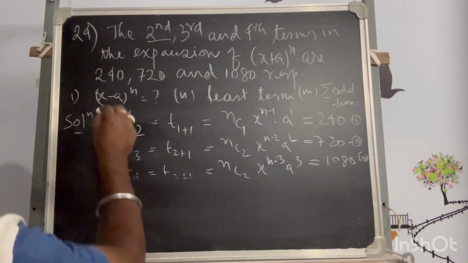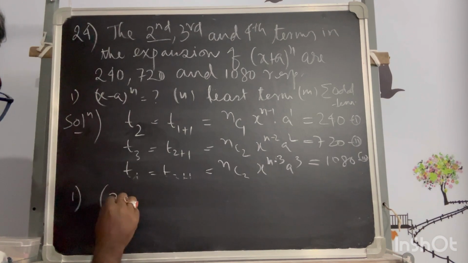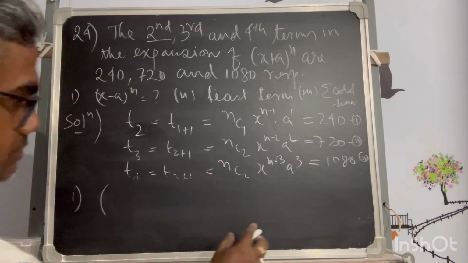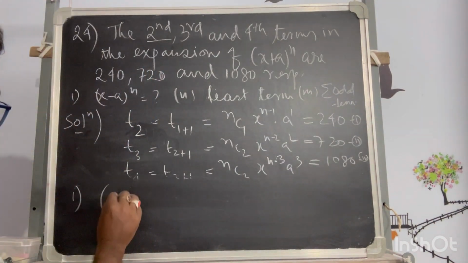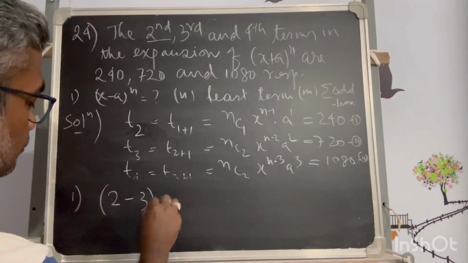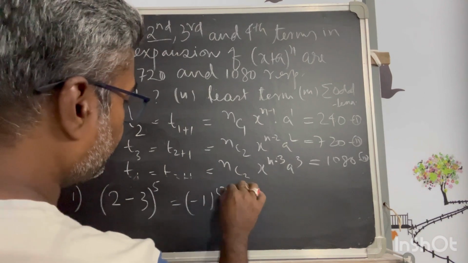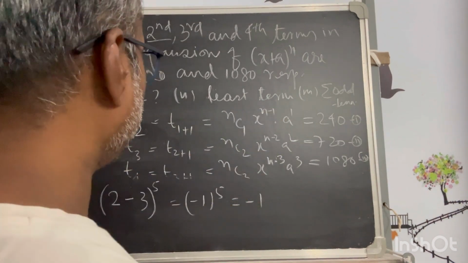So the first one: what do I find? a to the x, x is equal to 2. You got x is equal to 2. a is equal to 3, whole to the power 5. So that is equal to minus 1 whole to the power 5. That is equal to minus 1. The first thing is done. Least term will be what?